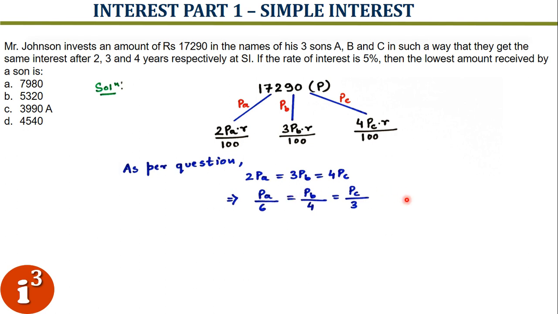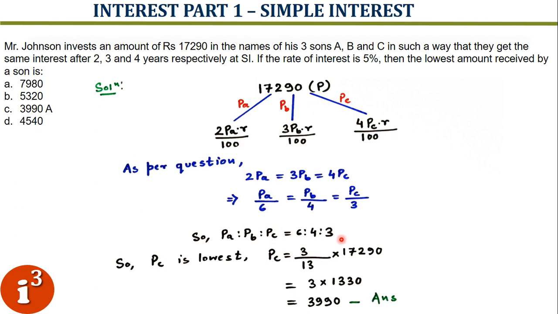These are the basic concepts of ratio and proportion. So you know that PA is to PB is to PC will be 6 is to 4 is to 3. And if PA plus PB plus PC is 17,290, can't you find PC? Obviously PC is the lowest, because PA is to PB is to PC is 6 is to 4 is to 3, so PC is the lowest. So what will be the value of PC?